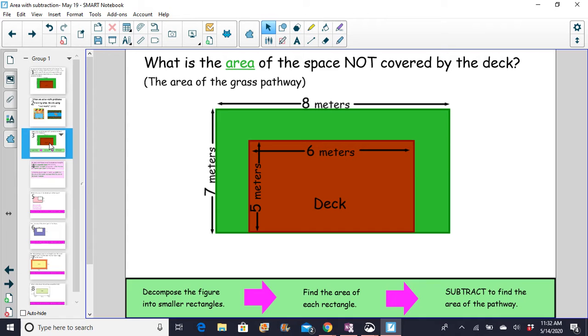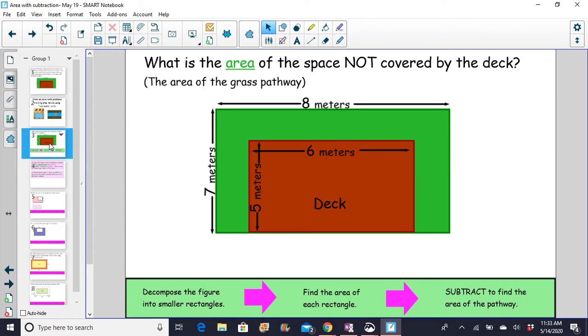So let's go back to the diagram showing my parents' front yard and the deck that they're planning on building there. Okay, and our job is to find the area of the space not covered by the deck. So that green space, think of it as the area of the grass pathway. You'll hear me using that word quite a bit, the pathway around the deck. We're going to approach this just like we have approached solving area problems for other composite figures. And in fact, this is a type of composite figure.